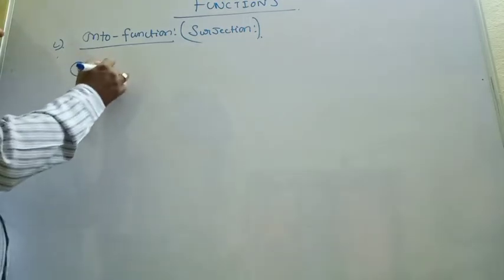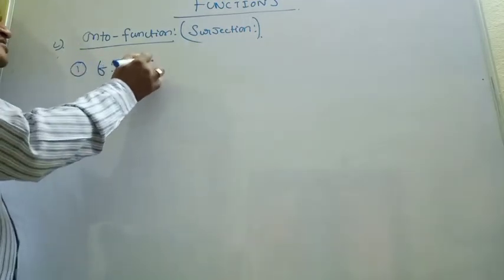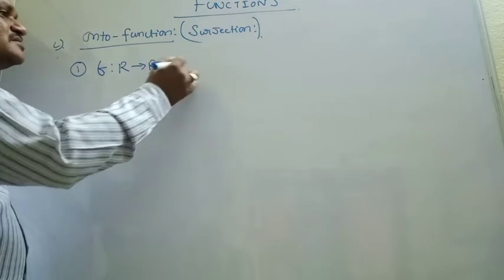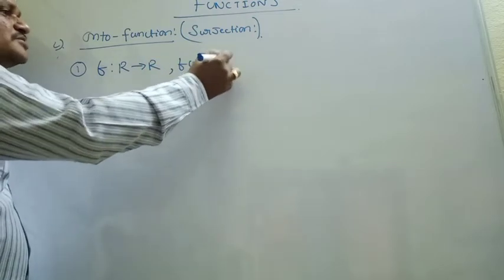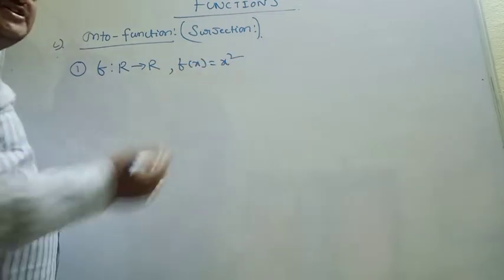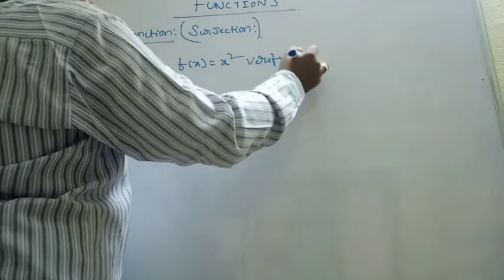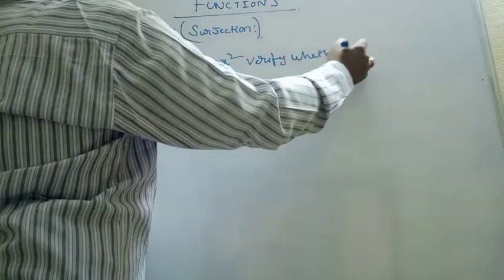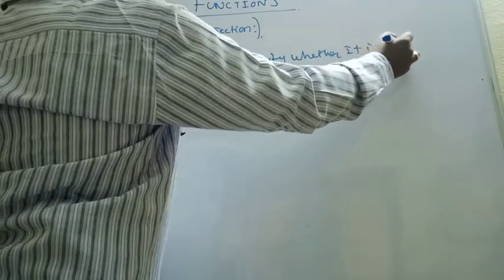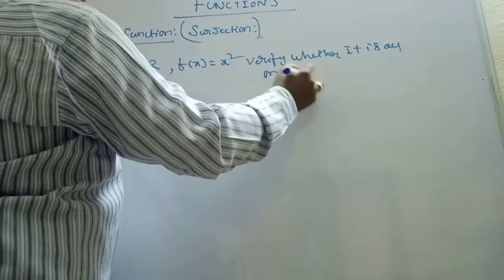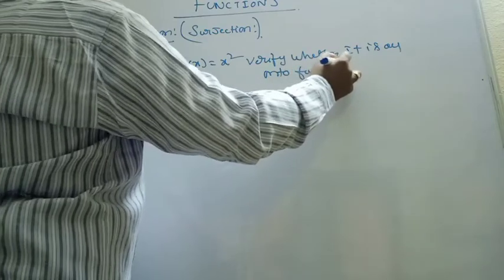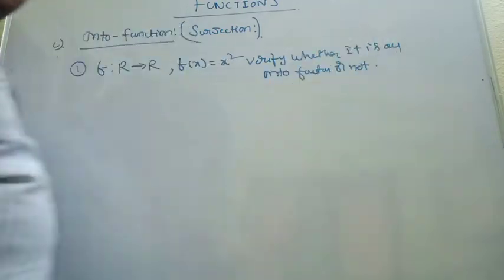For example, I am having a very basic thing. F is a function from real numbers to real numbers. F of x is equal to x square. Verify whether it is an onto function or not. Right? How are we going to solve this problem?